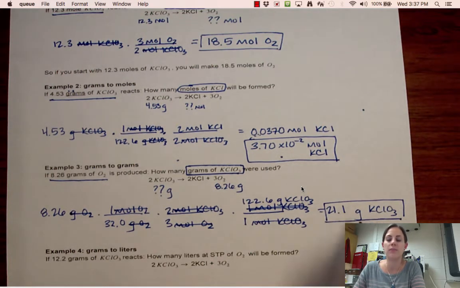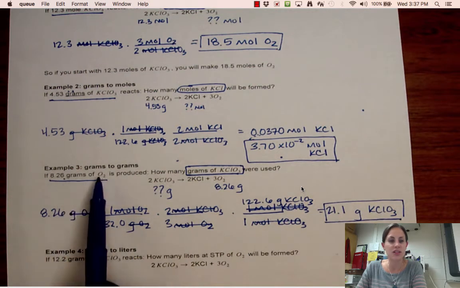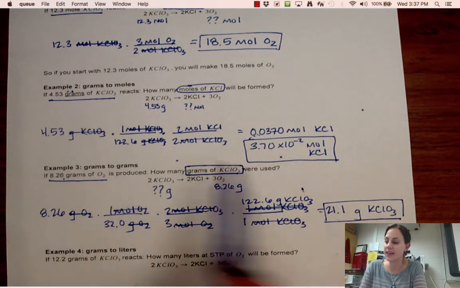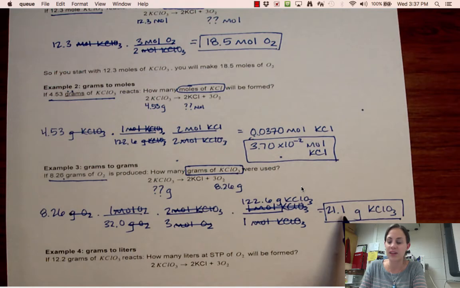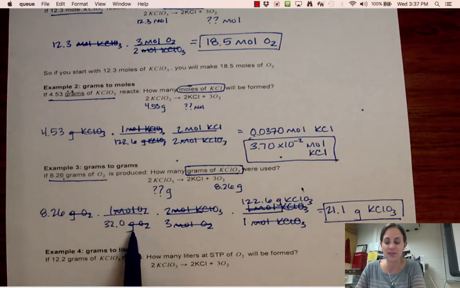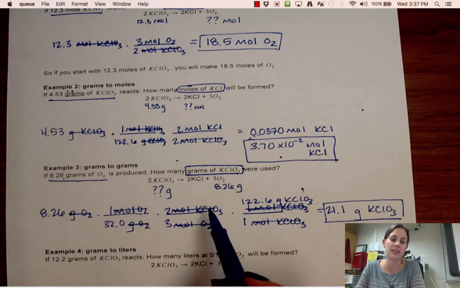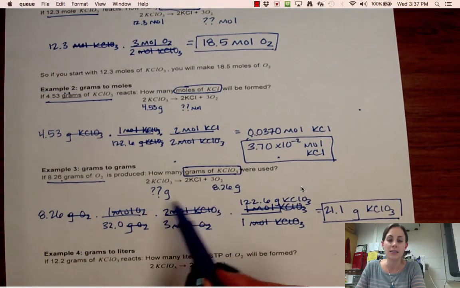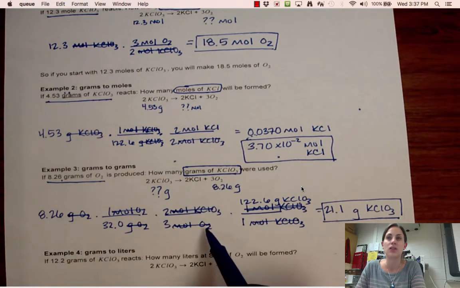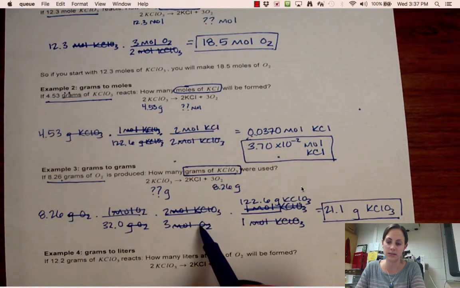So what does that mean, once again? If 8.26 grams of oxygen is produced, this is how many grams of KClO3 I needed to produce that amount of oxygen. I had to go through molar masses for both substances, and of course using a mole ratio. That's the big concept here, is I cannot get to another substance without going through moles.